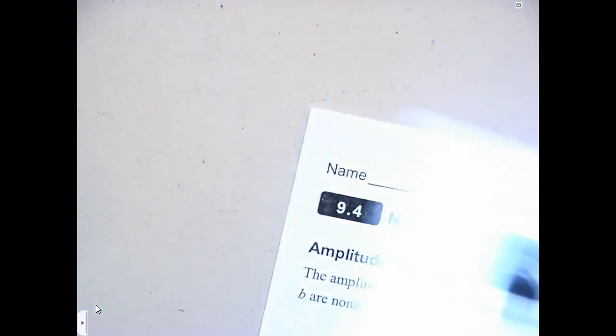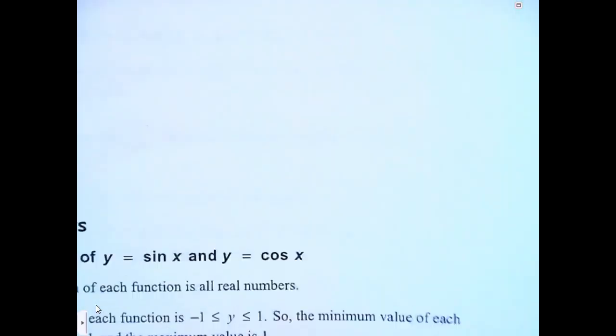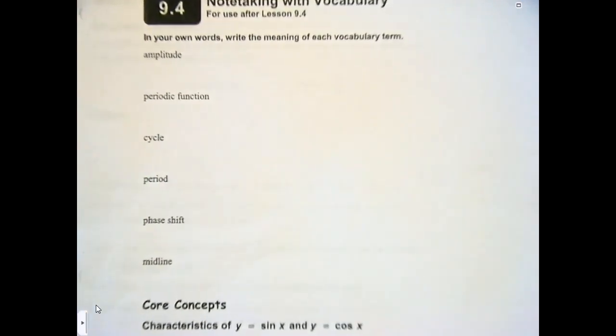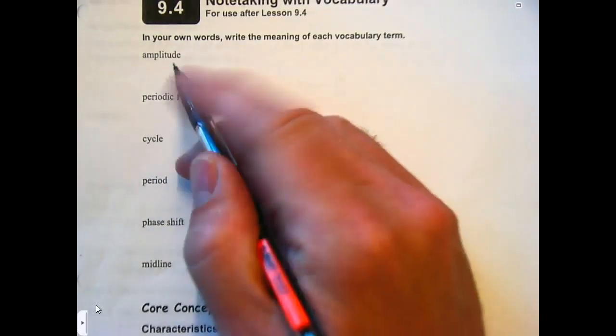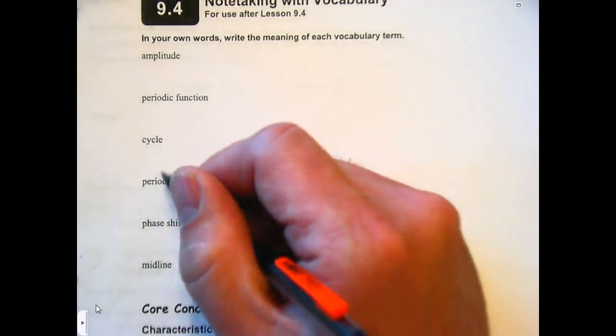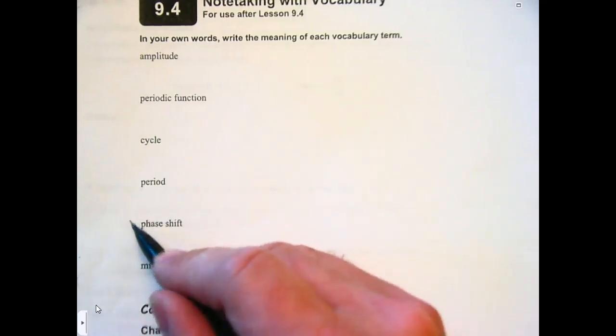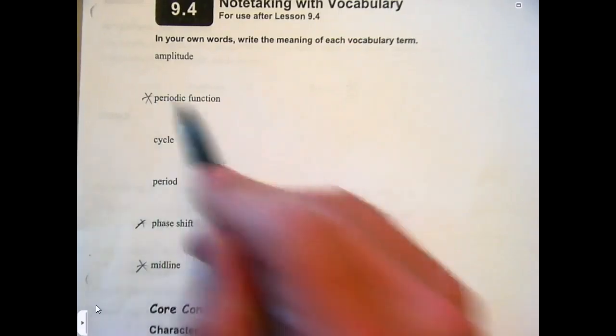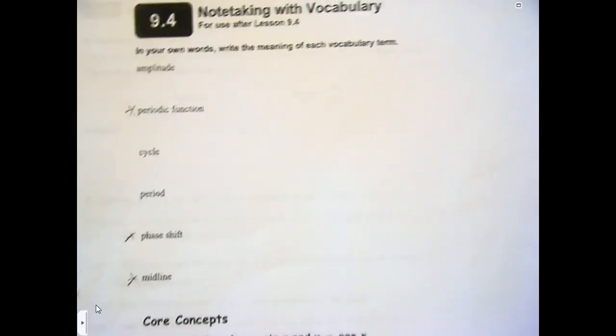A couple other things to note are the notes. So you can take a look at page 259 of your student journal. On page 259, you have a bunch of vocab terms. We talk about amplitude. We've talked about cycle and period. We have not really spent a lot of time talking about phase shift or midline, actually any time on phase shift, but periodic function, I referenced it the first day.